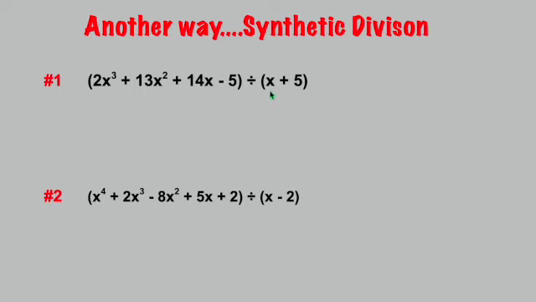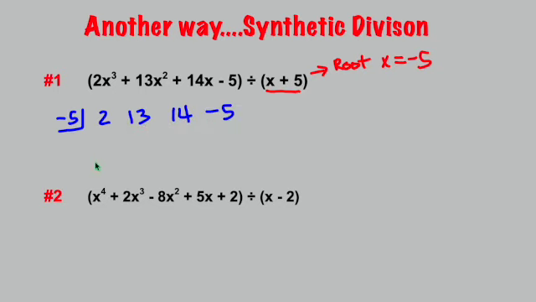So we're checking to see if that's an actual factor. If we said this is a factor, that means the root in this case would be negative 5. X equals negative 5 would be our root if that were true. And so what we're going to do is take what that root would be, negative 5, and put it out here in a little half box. And I'm just going to write all the coefficients here that you see. So I see a 2, I see a 13, I see a 14, and I also see a negative 5. And so I'll show you how this synthetic division works here.